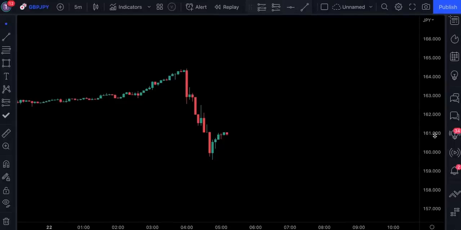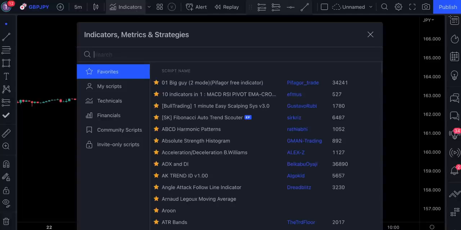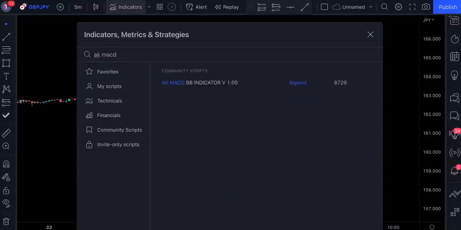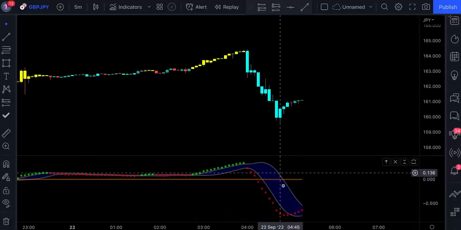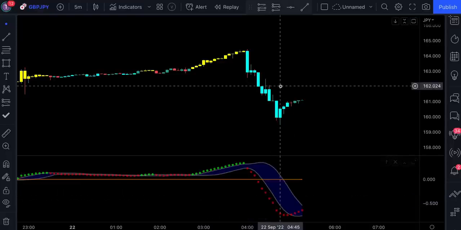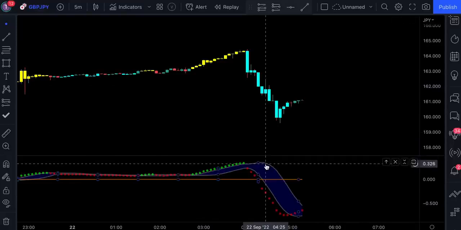Okay, let's open GBP JPY on the 5-minute time frame and add our secret MACD indicator to the chart. So we will search for AK MACD BB. This indicator by AlgoKid. As we can see, this indicator looks much different from the regular MACD. It comes with a zero line, 3 types of different moving averages, and bar colors. For our strategy, we're not going to need the bar colors, so let's disable them in the style section.